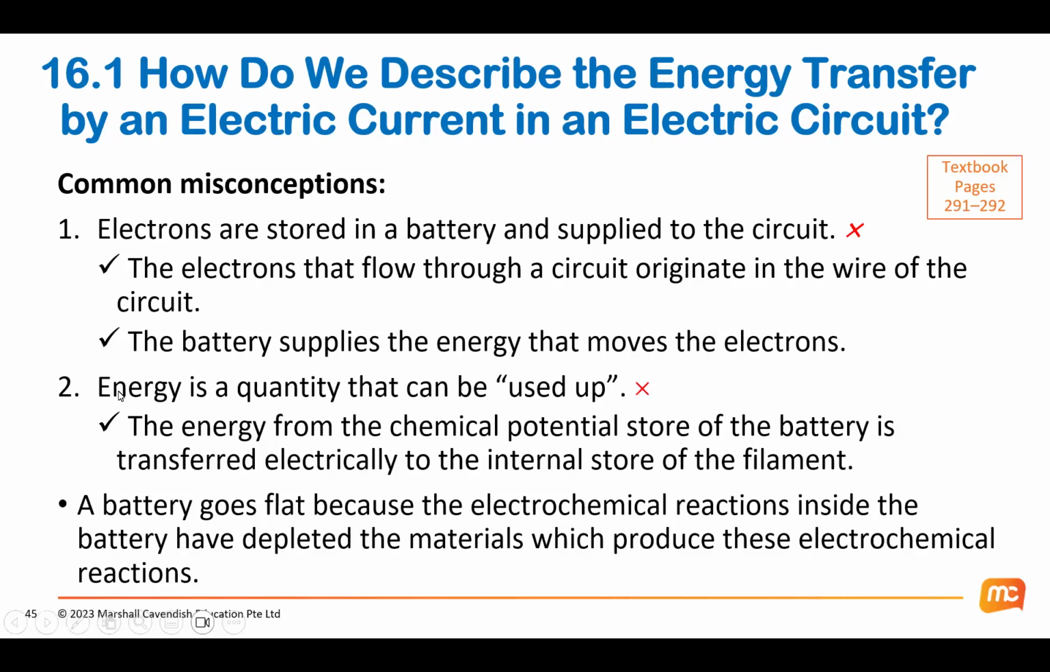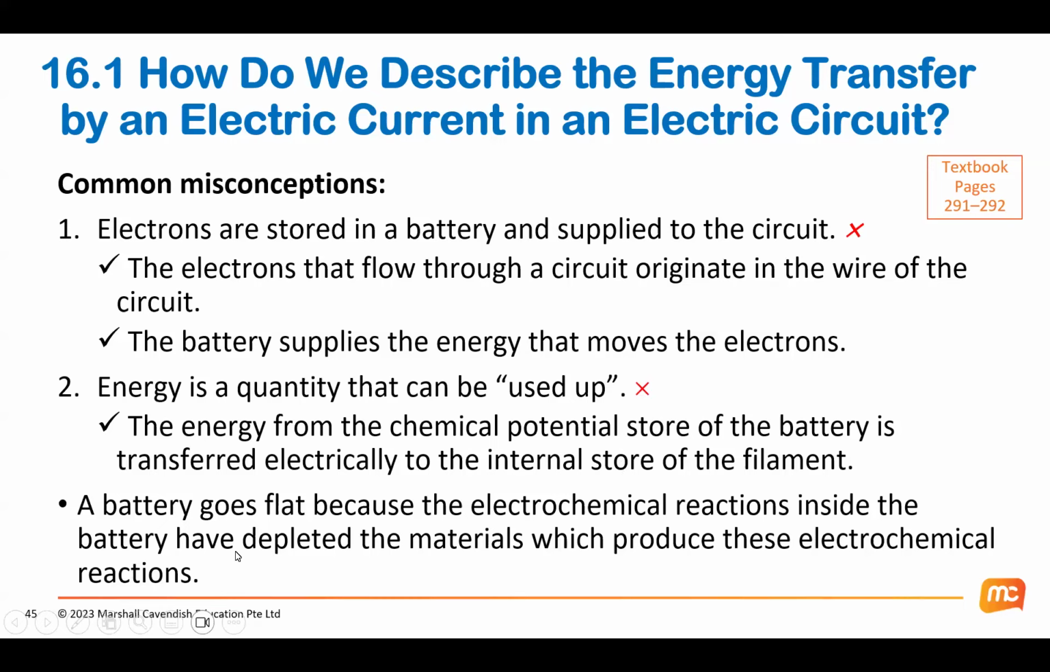Okay, and then for the second girl say, oh, because the energy in the battery has been used up. Okay, but we learned that under the principle of conservation of energy, energy cannot be used up. Okay, the energy actually gets transferred from chemical potential stored in the battery, transferred electrically to the internal store of the filament to light up the light bulb. So energy is transferred from the battery to the internal store of the filament for the filament to light up. It doesn't get used up. So the second girl is also wrong.